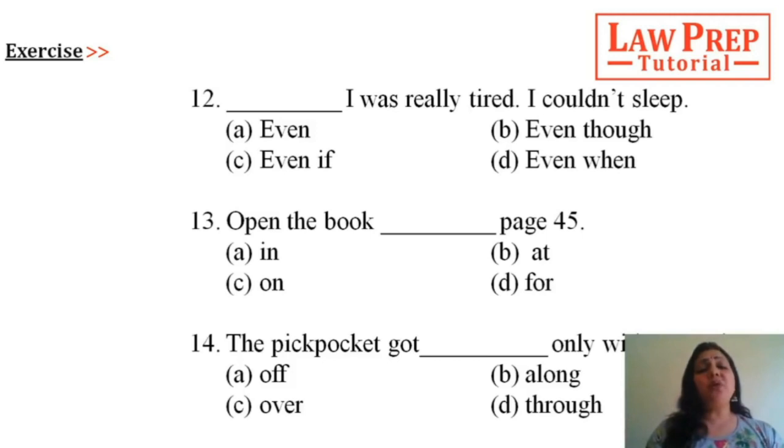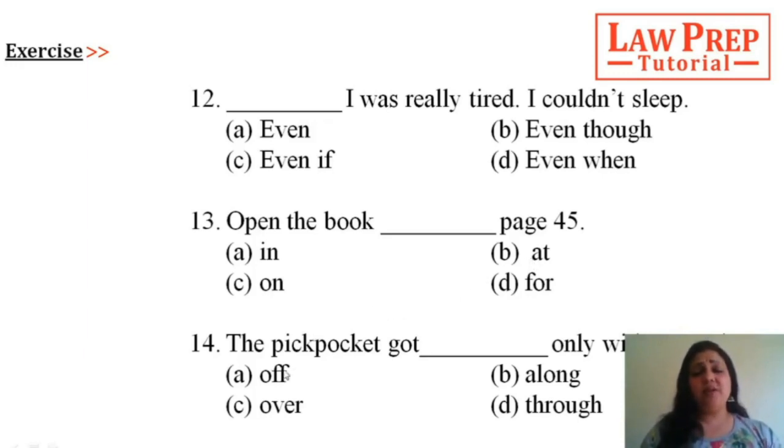Open the book, because this is a specific page. The page number is given, page 45. When we talk of anything specific, we use the preposition "at". We don't use in, we don't use on, we don't use for, which is used for a period of time, and we'll go for the answer, that is at page 45.